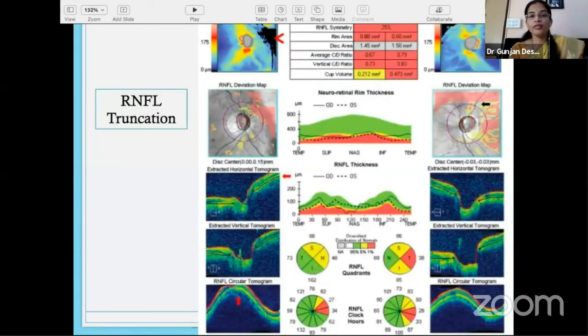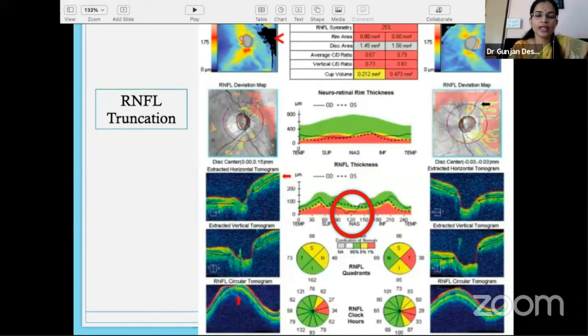Talking about the RNFL truncation, see, the RNFL thickness can never touch 0. It can never touch the baseline. Why? Because there is always presence of glial tissue and blood vessels at the floor of the optic nerve head, which we know as the floor effect. And because those tissues are present over there, the graph will never touch the baseline.